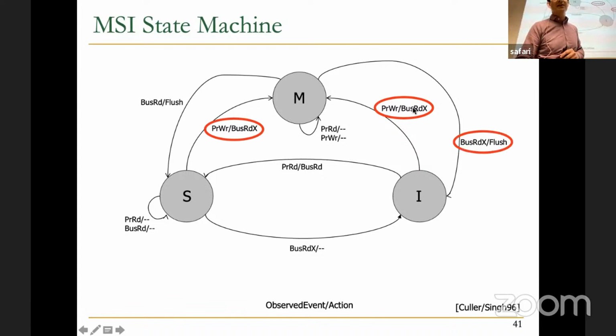Now, everyone who receives a bus read exclusive request flushes their cache if they're in modified state, for example. Also in shared state, if you get a bus read exclusive request, then you don't need to do anything because the data that you have is not valuable to anyone, because the data is present somewhere else. So you go to the invalid state.